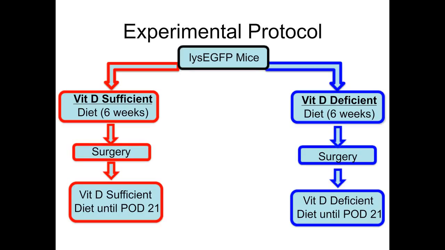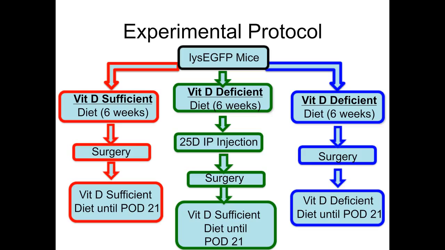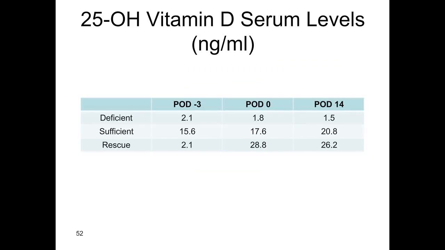When we look at this, first we drew blood levels to make sure we were in fact depleting them. The deficient group stayed deficient throughout the 14 days of the experiment. The sufficient group was sufficient throughout, and the rescue group did in fact get rescued. And if you look here, these are profound results. With a single dose of 25D prior to surgery, our rescue group matched our sufficient group.